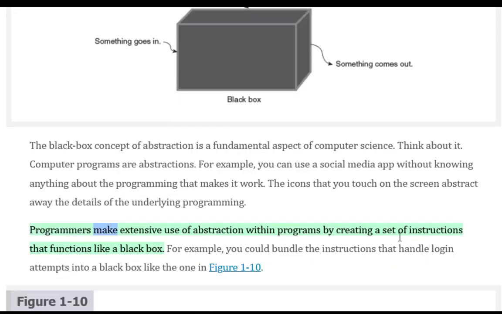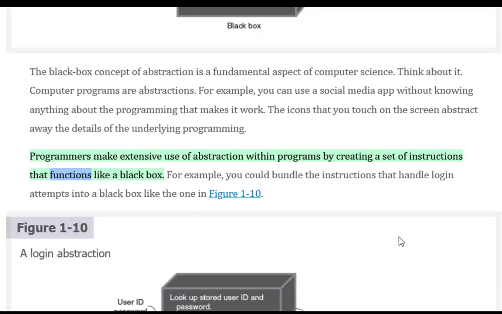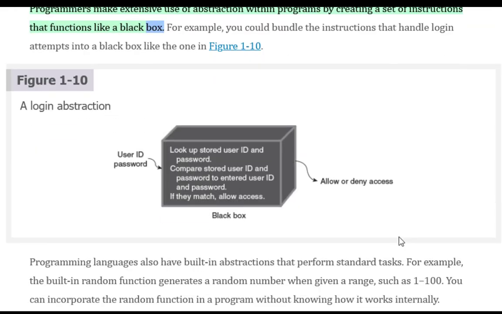Programmers make extensive use of abstraction within programs by creating a set of instructions that functions like a black box. For example, you could bundle the instructions that handle login attempts into a black box like the one in Figure 1-10. Programming languages also have built-in abstractions that perform standard tasks. For example, the built-in random function generates a random number when given a range, such as 1-100. You can incorporate the random function in a program without knowing how it works internally.